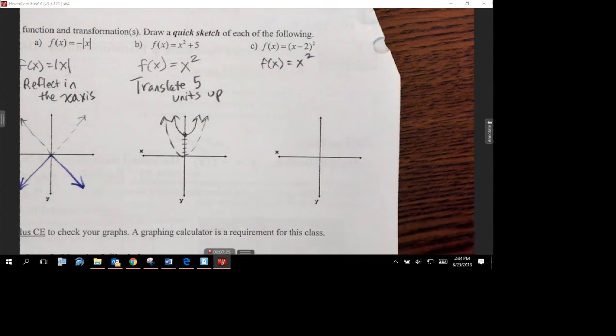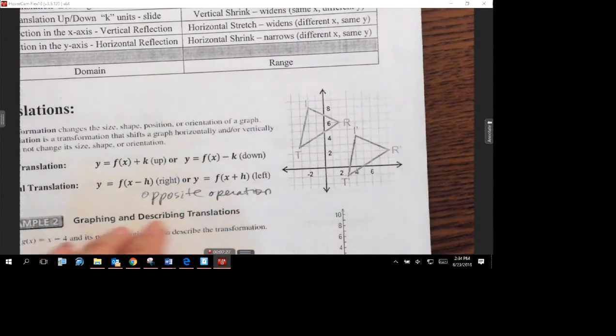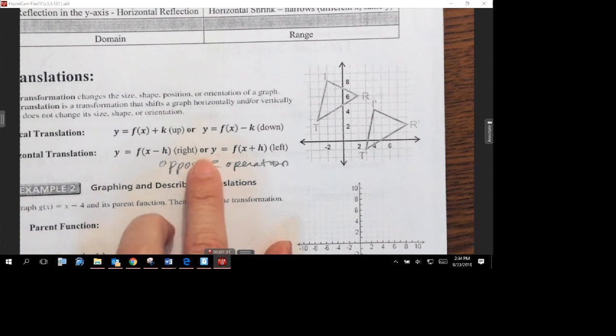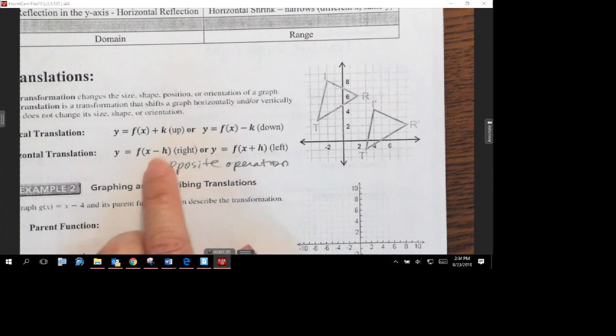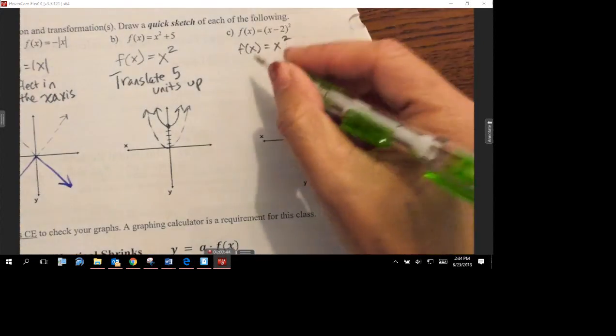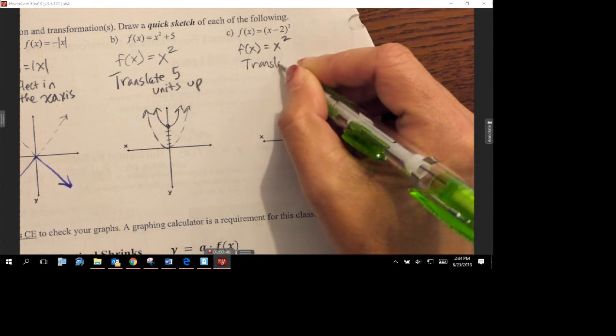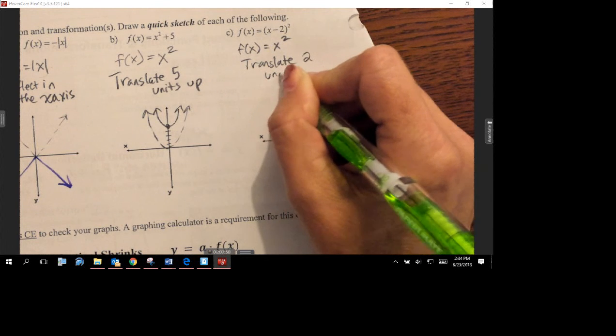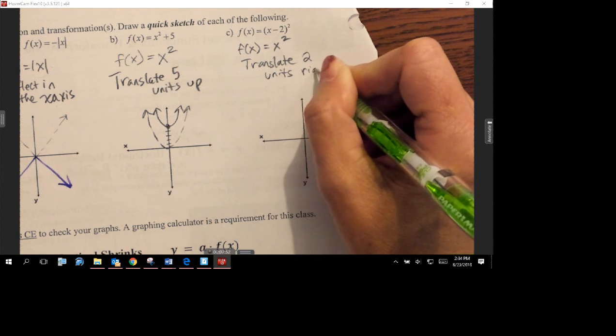So we go back to those notes from the other day, and we're looking. It's horizontal, it's on the inside. Is that one a minus or a plus? Is it a minus 2? Is that what it is? So minus means it's going to translate to the right. Remember, that one's like opposite. So we're going to translate 2 units right.